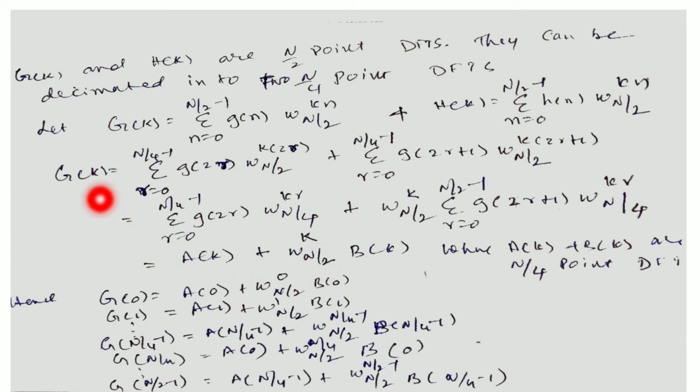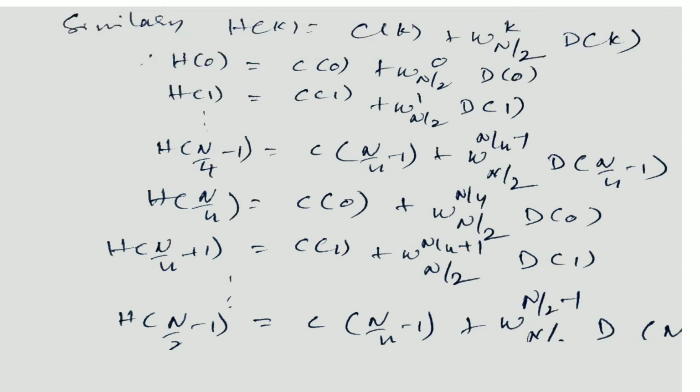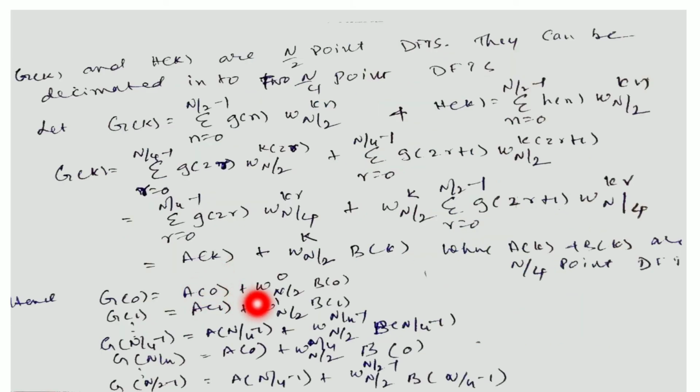Now g of k is a n by 2 point DFT, whereas this is an n by 4 point DFT. This is also an n by 4 point DFT. So we write g of k is equal to a of k plus wn by 2 power k b of k, where a of k and b of k are the n by 4 point DFTs. Therefore, writing the different values of DFT of g of k, we can write g of 0 is equal to a of 0 plus wn by 2 power 0 b of 0. Then g of 1 is equal to a of 1 plus wn by 2 power 1 b of 1.